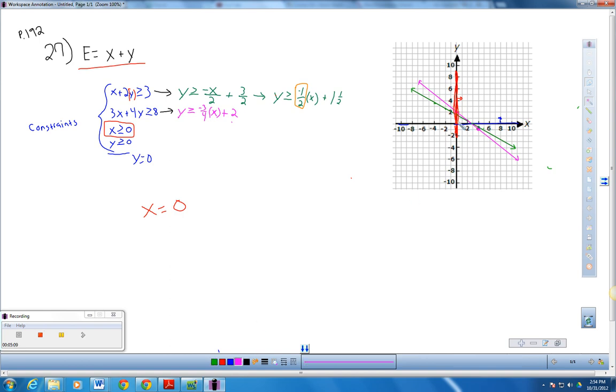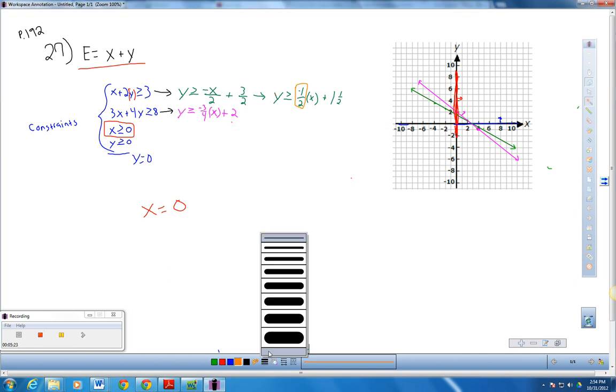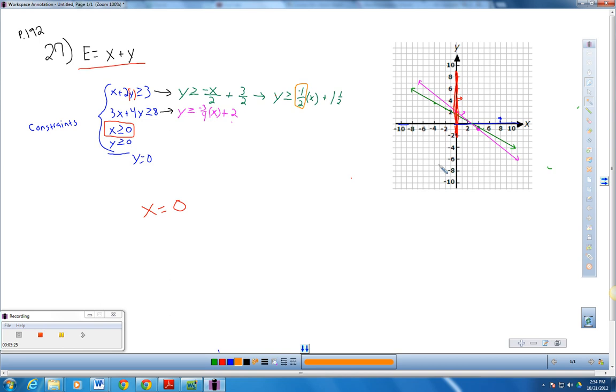Look at that magenta line. I'm shading above it, greater than, so I know I'm shading above it there. Now I'm going to use orange to represent that feasible region. Very important that you understand here. I'm going to outline my feasible region. Before, I could use black as well. So I'm going to outline.